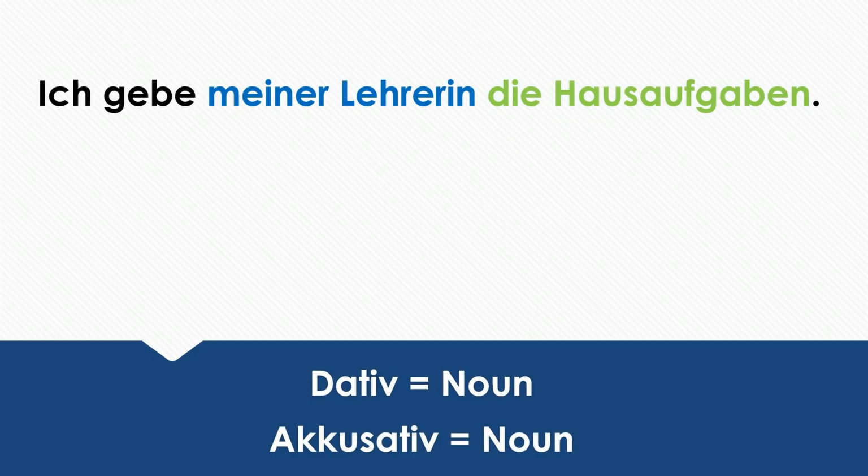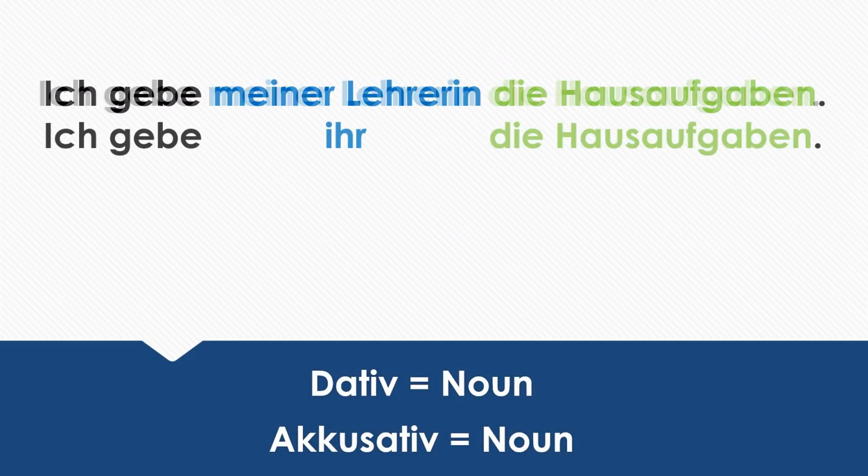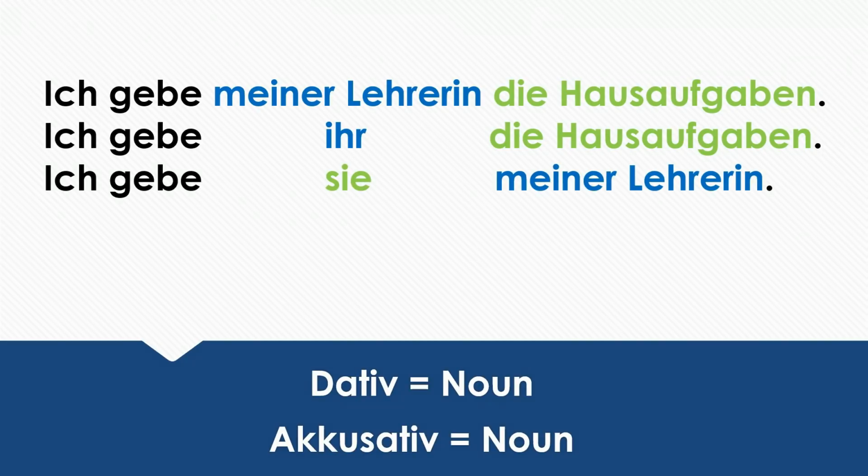Next example. Ich gebe meiner Lehrerin die Hausaufgaben. I'm giving my teacher the homework. We can replace meiner Lehrerin with a pronoun. Ich gebe ihr die Hausaufgaben. We can also replace Hausaufgaben by a pronoun. Ich gebe sie meiner Lehrerin. You can see that the structure changed. First accusative and then dative. Or we can have two pronouns. Ich gebe sie ihr. I'm giving them to her.